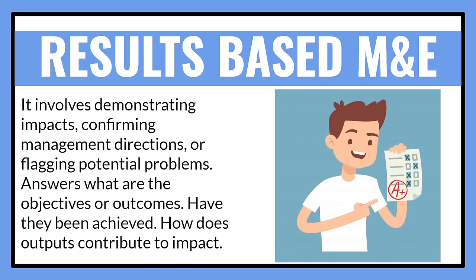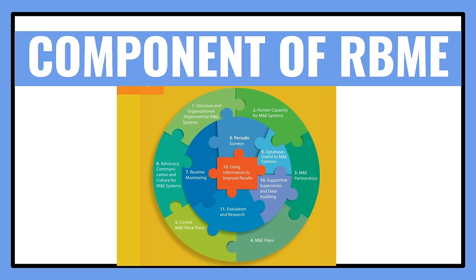So in result-based M&E, this is where you start talking about the national plans of the country and how several organizations contribute to achieving the goals in that national plan. So we term it the result-based M&E approach. It takes more of a management direction and has three components. The people: it looks at the organizational structure, the human capacity within a system. Then it also has the part that focuses on different aspects of data management, talking about routine monitoring, periodic surveys, databases that you have created. Then it has the last part, which is using information to improve results.